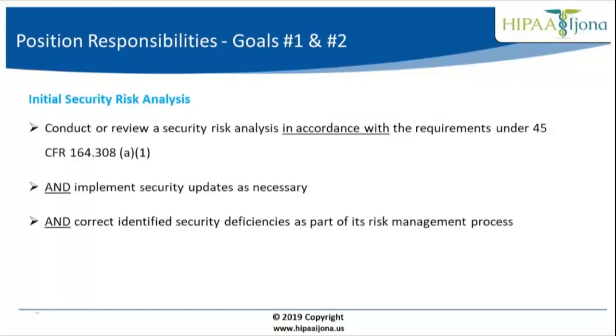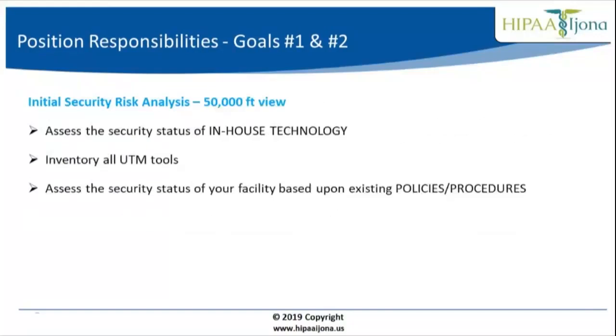So what is its definition? It's very simple. It has 3 points to it. You have to conduct and review a security risk analysis in accordance with the requirements in the Federal Register. You're going to have to implement security updates as necessary later on, and you're going to have to correct identified security deficiencies as part of the risk management process. That's what it says. That's the foundation of what your job is. Now let's break that down into details.